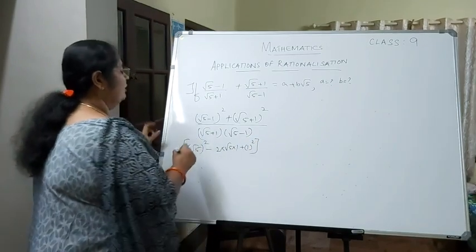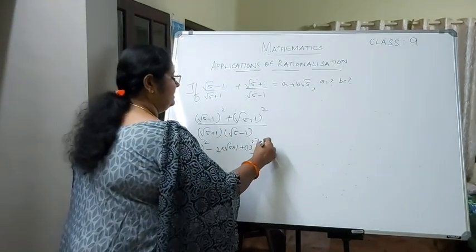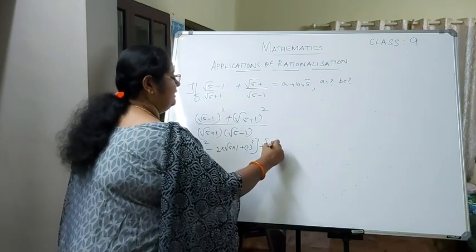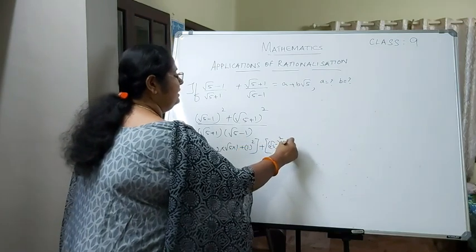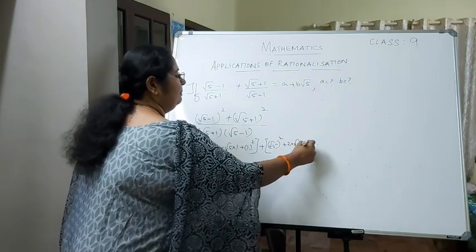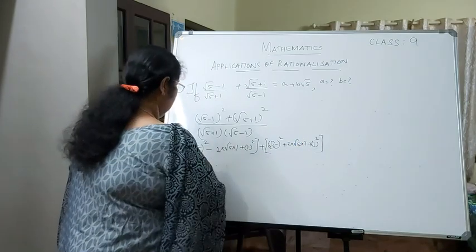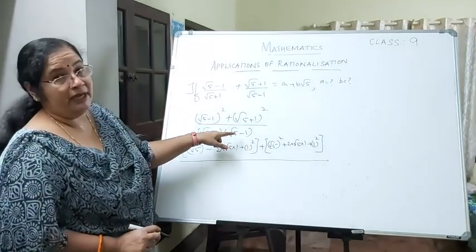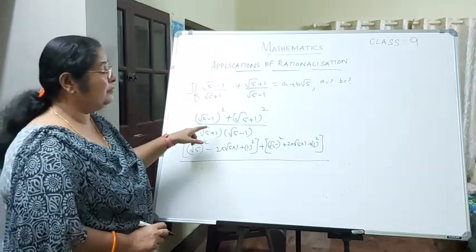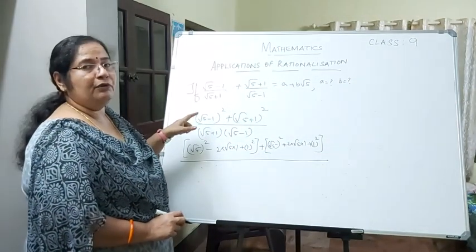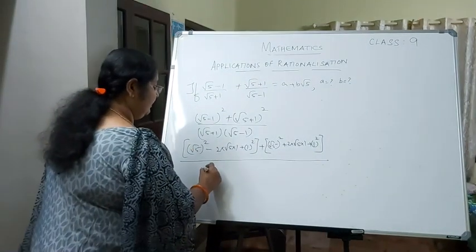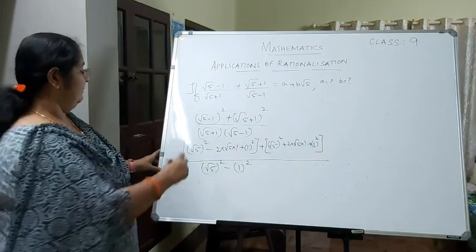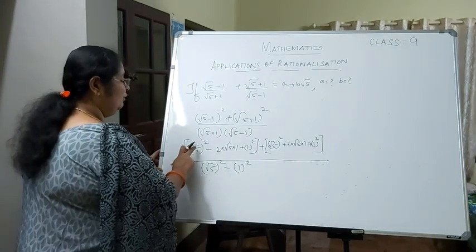This is for root 5 minus 1 the whole square. Plus root 5 plus 1, a plus b the whole square. This will be a square, root 5 the whole square, plus 2 into root 5 into 1, plus 1 the whole square. The whole divided by the denominator, which is of which form? A plus b into a minus b. A plus b into a minus b is a square minus b square, where our a is root 5 and b is 1. So a square means root 5 the whole square, minus 1 square.